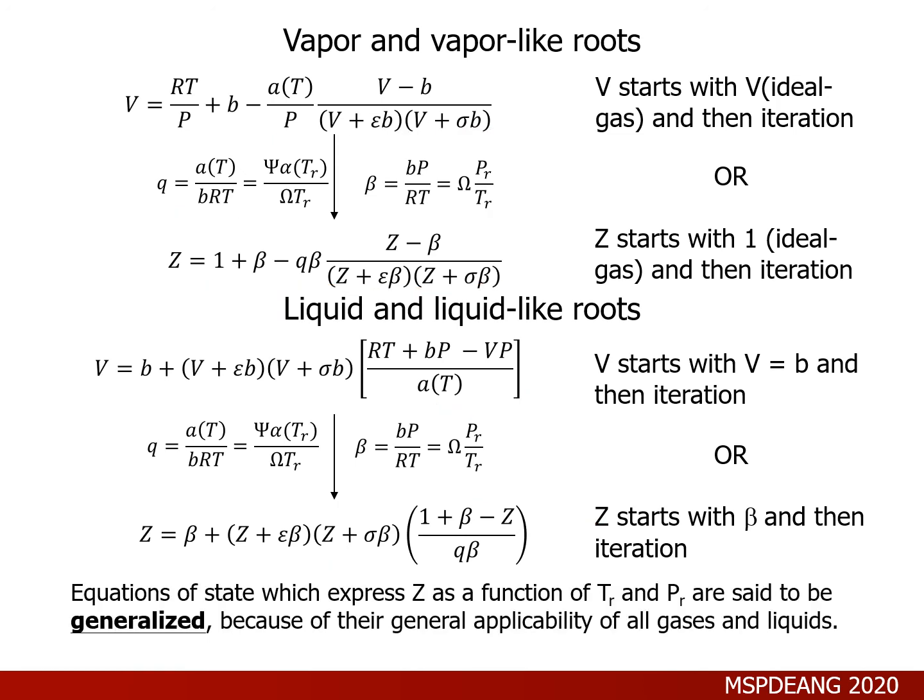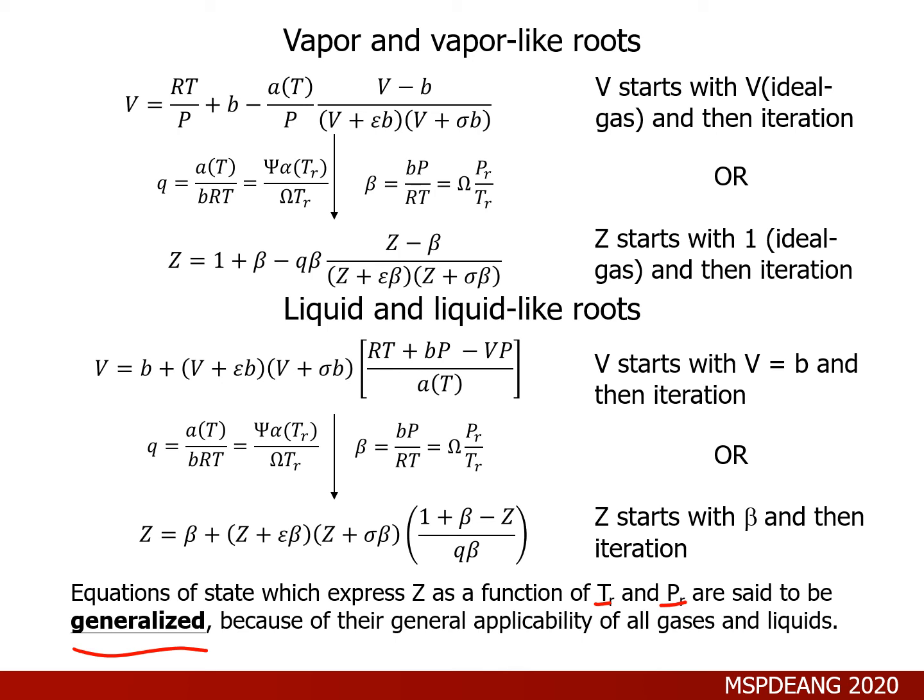Okay, so now these equations of state, which are expressed in terms of reduced temperature, reduced pressure, and the eccentric factor, are said to be the generalized equation of state. Because their range of applicability is good for both gases and liquids. Okay, so you can use these cubic EOS for both gases and liquids.